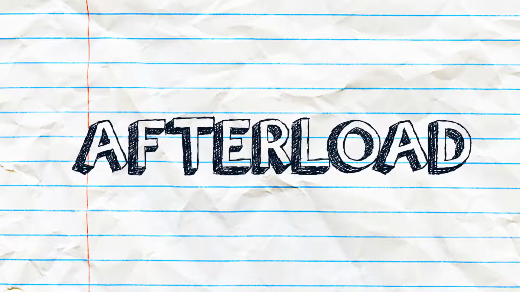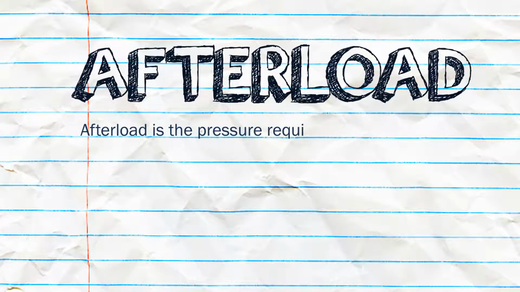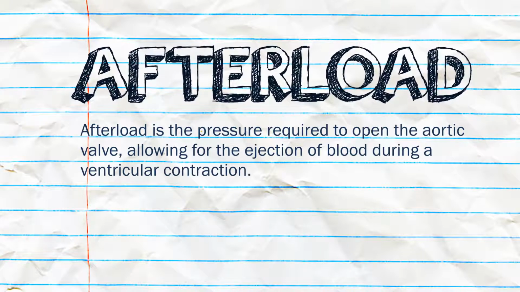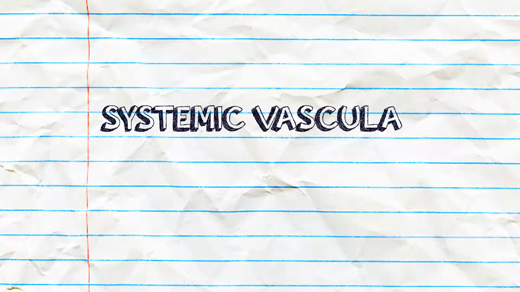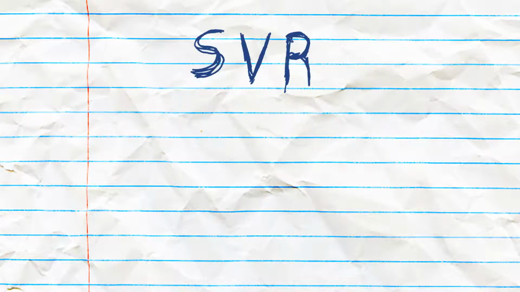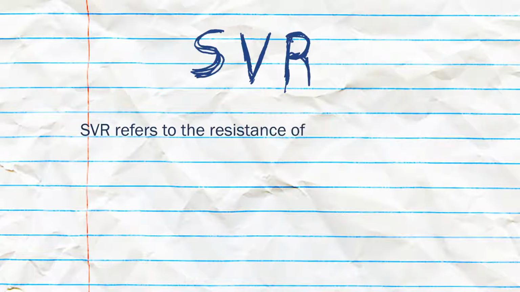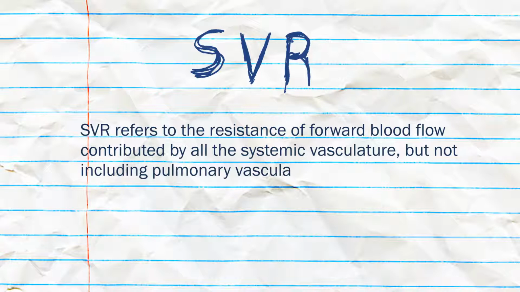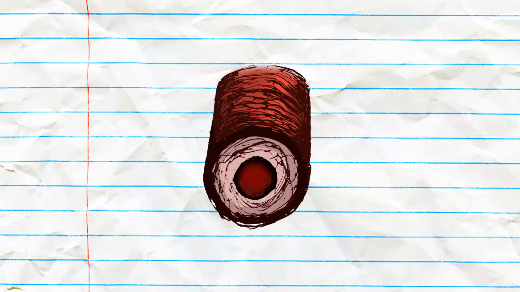Afterload is the pressure required to open the aortic valve, allowing for the ejection of blood during a ventricular contraction. One major determinant factor of afterload is systemic vascular resistance, or SVR. SVR refers to the resistance of forward blood flow contributed by all the systemic vasculature, but not including pulmonary vasculature. Although largely determined by changes in diameter of blood vessels, changes in viscosity of blood also affect SVR.